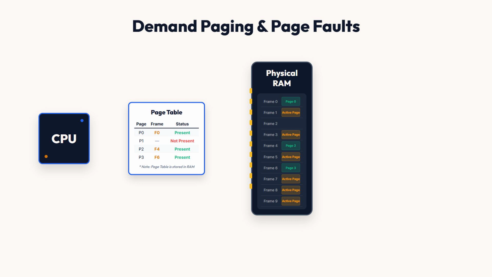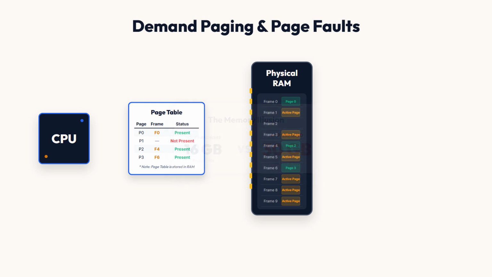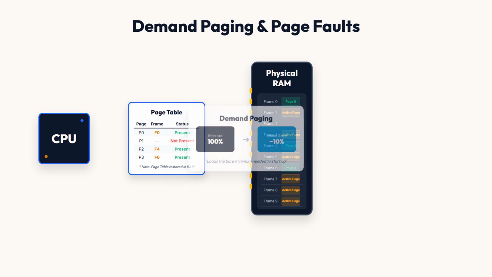Up until now, we have assumed that every single virtual page a program uses eventually finds a home inside the physical RAM. But in a modern world full of heavy multitasking, that is often completely impossible. You might have only 16 GB of RAM on your motherboard, but your open applications are collectively demanding 30 gigabytes of space. This is where the operating system reveals the final layer of illusion, a strategy called demand paging.